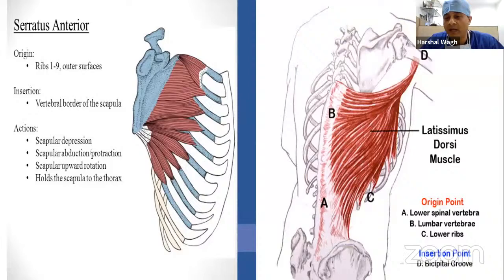So again, the point I'm making is the nerve supply of most of the muscles of the chest wall, or the majority of the muscles of the chest wall, comes from the brachial plexus. Obviously, the intercostal nerves supply the intercostal muscles.